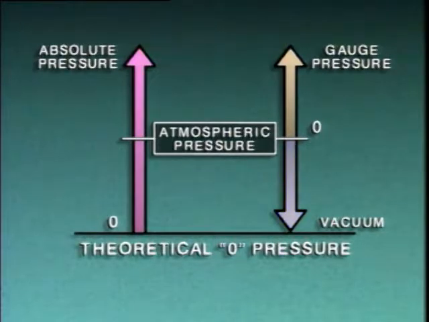The third pressure scale is the vacuum scale. Vacuum is pressure below atmospheric pressure. Like the gauge scale, the vacuum scale uses atmospheric pressure as its starting point, but the vacuum scale moves toward theoretical zero pressure. The closer it gets to theoretical zero pressure, the greater its value.